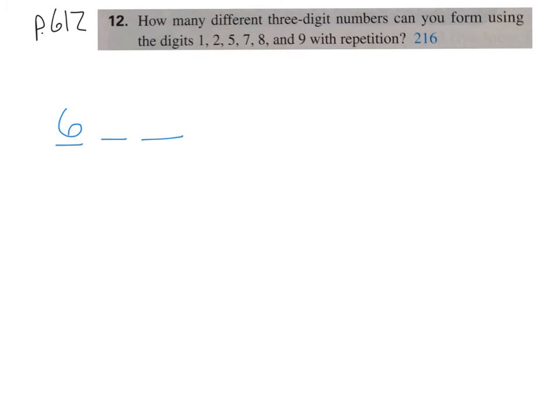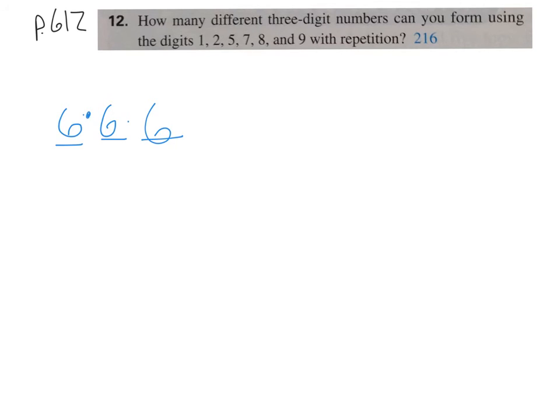Now, because it's with repetition, it doesn't matter what we pick for the first slot. The second slot, you can still pick any of the 6 numbers because we can repeat this time. So we're still going to have 6 options for the second slot. And again, with repetition, we got 1 more slot. We can pick any of the 6 options for the third slot.